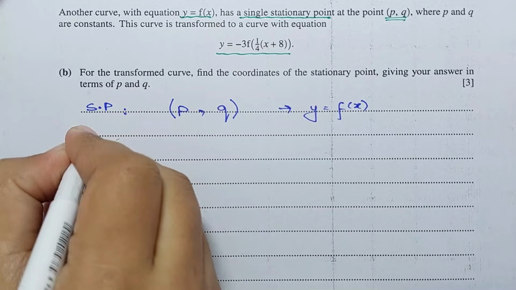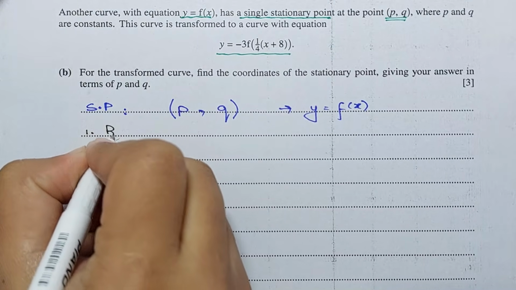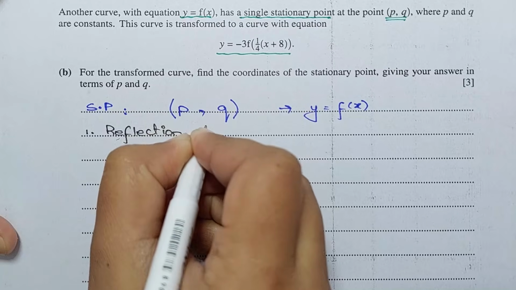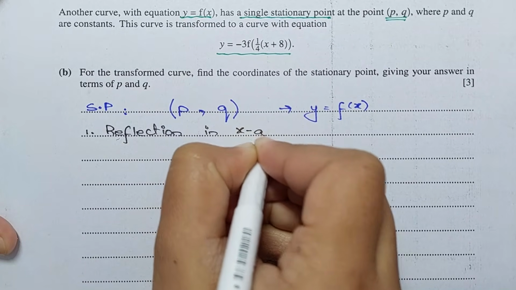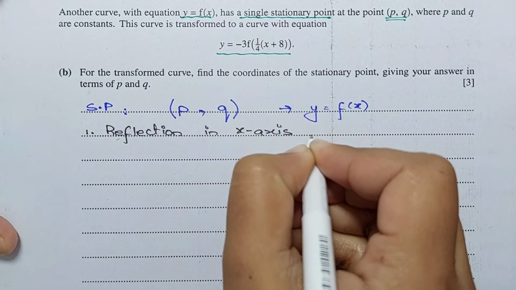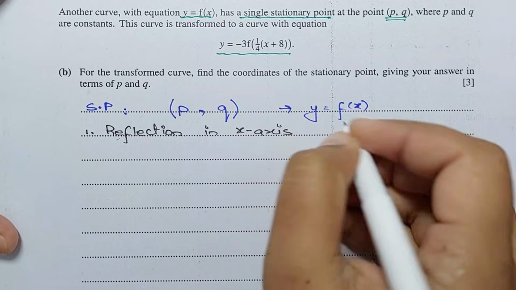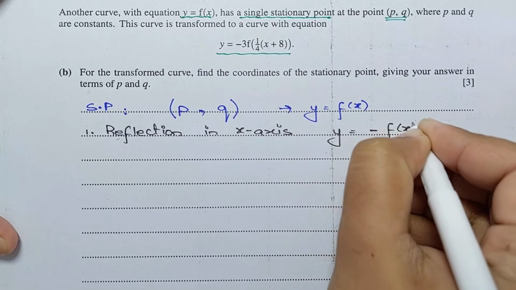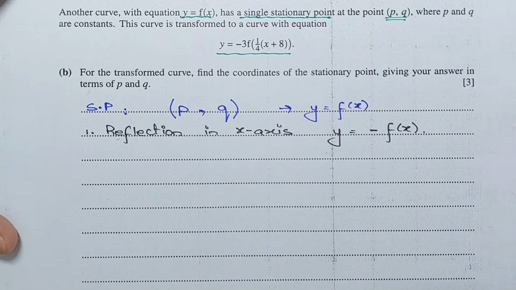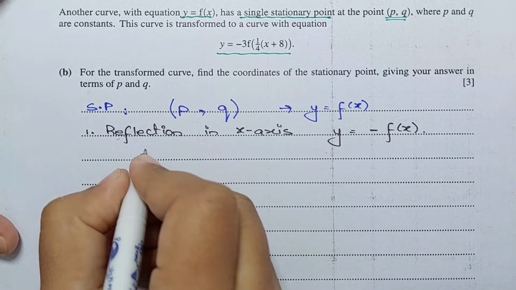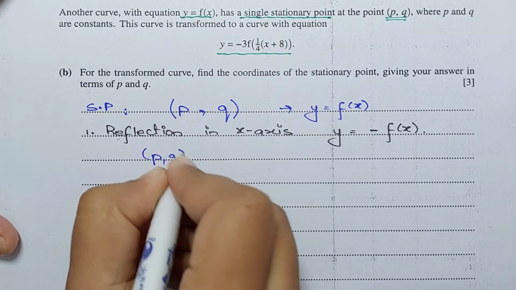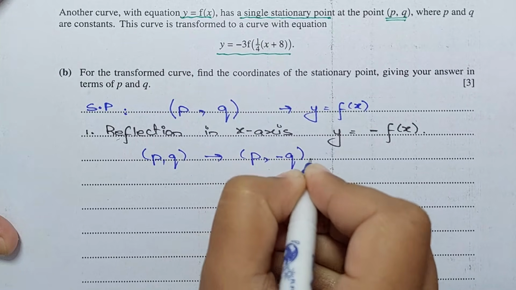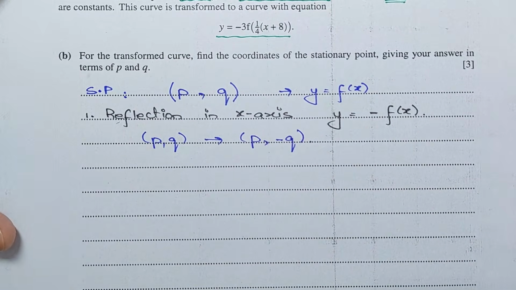So the first transformation we can apply is a reflection in x-axis. When we do the reflection in x-axis, y becomes minus f of x, right? Only the y values change. So P, Q changes to P and minus Q when we do the reflection in x-axis, right?